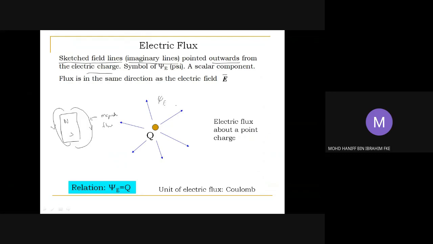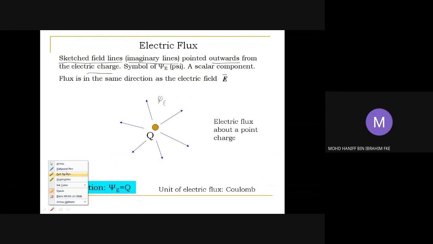The psi of E is the symbol for the flux line. For magnetic flux, the symbol will be psi of M, which is the magnetic flux line. So I'm going to erase this because this will be learned later in chapter 7. But the purpose of sketching this is just for us to compare, that this particular flux line of electric is similar in terms of concept with the magnetic flux that we have learned previously in physics. Okay, so back to this electric flux.